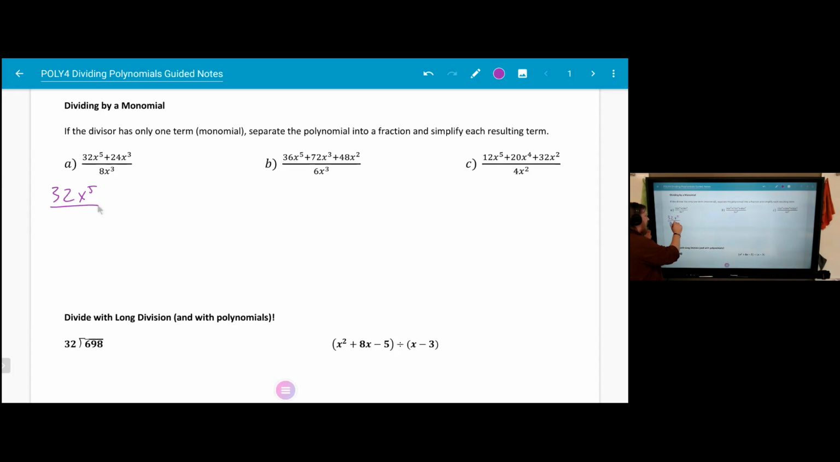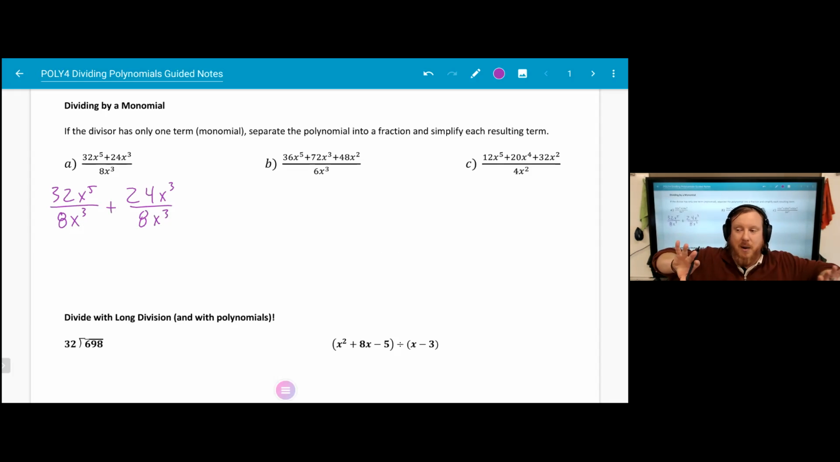Fractions, in order to add or subtract them, have to have common denominators. I'm just going the opposite way with the denominators. Instead of combining them to make one fraction, I'm splitting them apart to make two separate ones. And if I do that, I can look at my coefficients. Well, 32 divided by 8 is 4. And x to the 5th divided by x cubed is x squared.